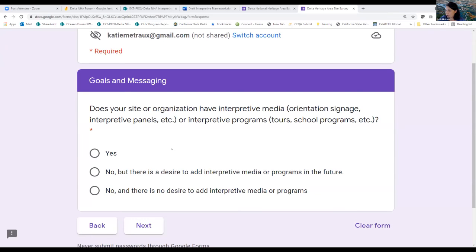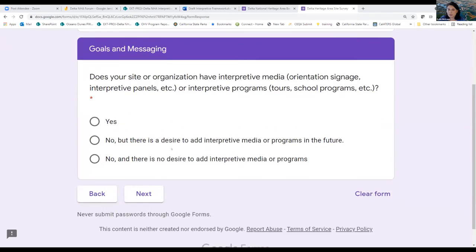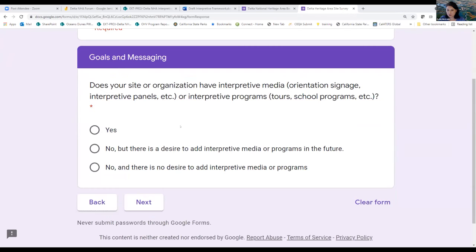So if you have more information than that you want to provide, then it drills down a little bit more, as to what. Yes, we have stuff, but actually, no, we want to do something in the future, or no, we're fine. We've got everything we need.